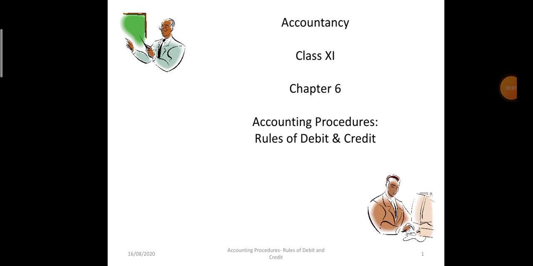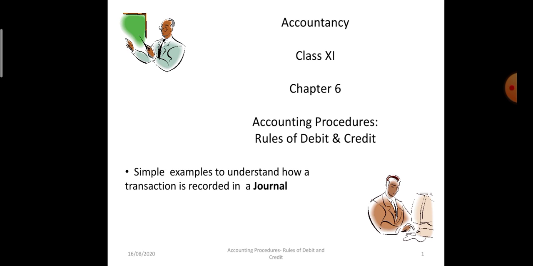This is the second video for accounting procedure rules of debit and credit. In the previous video we had discussed the two methods of types of accounts. The methods were traditional approach and the modern approach, and we solved some examples using the traditional approach. Today in this video we will take a few more simple examples to understand the recording of transactions in the journal using the traditional approach, or the British approach, English approach. Okay, for modern approaches we will be making a few more videos later on.